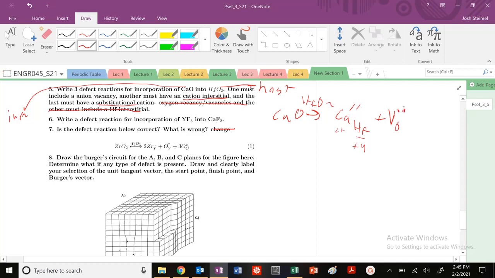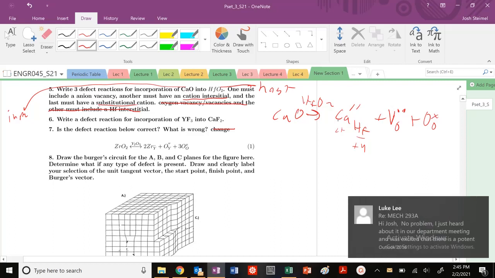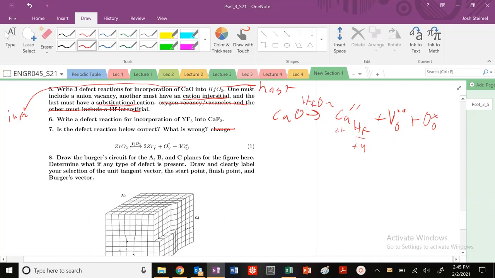So I am now electroneutral on this one. Now let's see, Ca plus, I'm going to need an oxygen, O_O^x, HfO2, I'm good to go. So I've now written one, the substitutional cation, so that one's done. I need a cation interstitial, so CaO into HfO2. That's going to leave me plus 2, plus a vacancy in hafnium, which could leave me with a minus 4, so I could do 2Ca, so that will leave me electroneutral.